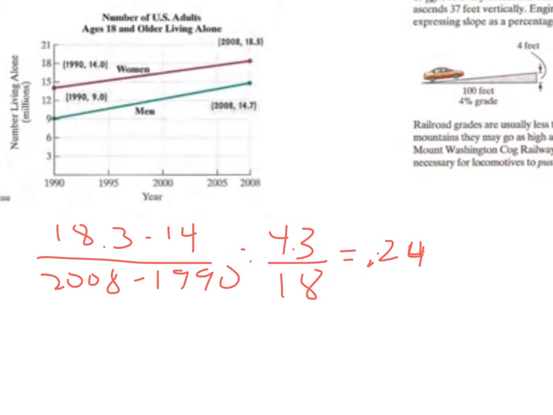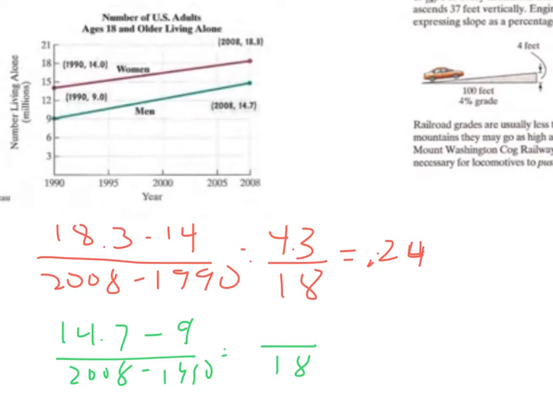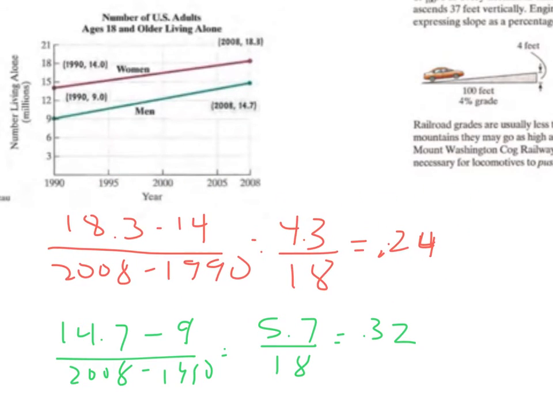So now let's do the men. It's 14.7 minus 9 over the same 2008 to 1990, which I already know is 18. So 14.7 minus 9, I get 5.7. And if I take that and divide it by 18, I get 0.32.